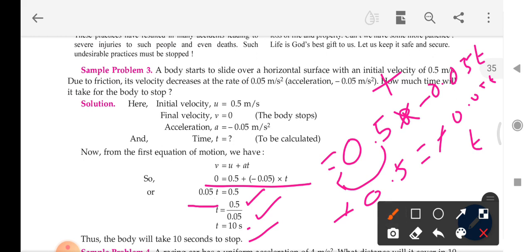Do you understand how to calculate the value of t? See here, 0.5 plus minus 0.05 into t. When we multiplied minus 0.05 into t, we get minus 0.05t. Here the value of u is 0.5. When the value of 0.5 is transported to the left hand side, minus 0.5. So here the minus minus are cancelled. Then we divide 0.5 by 0.05, we get t equal to 10 second.